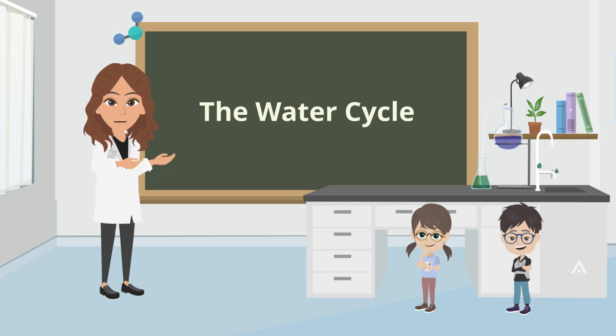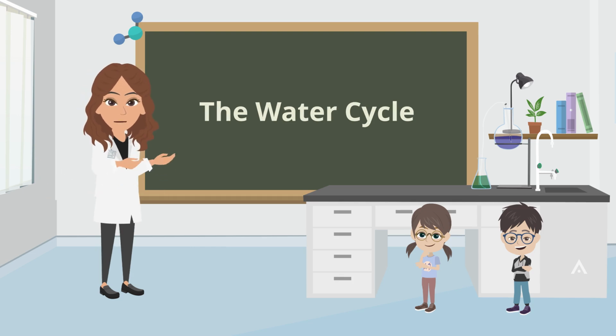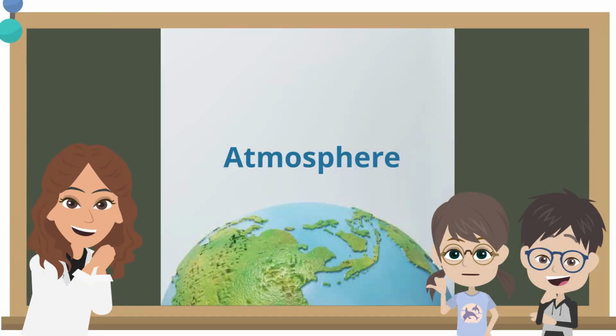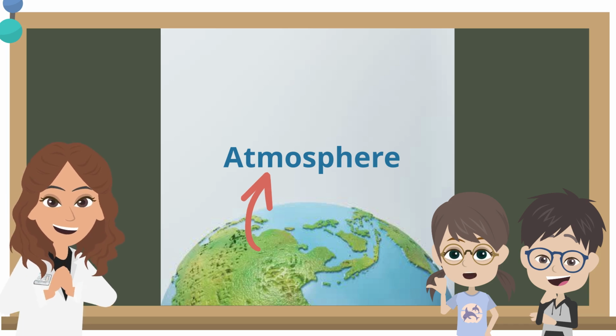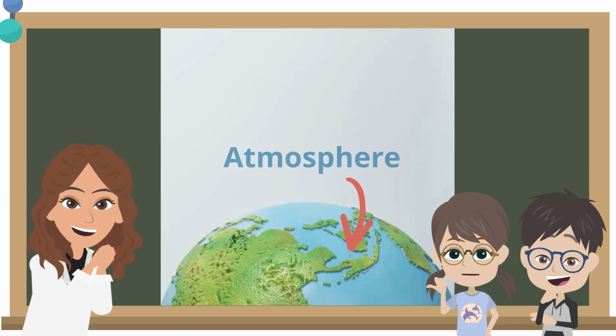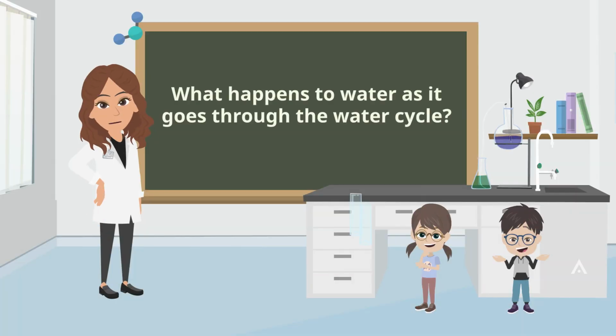In this video, we will learn more about the water cycle. Can anyone tell me what the water cycle is? The water cycle is the continuous movement of water from the Earth to the atmosphere and back to Earth again. Yes, that's right. But what do you think happens to water as it goes through the water cycle?